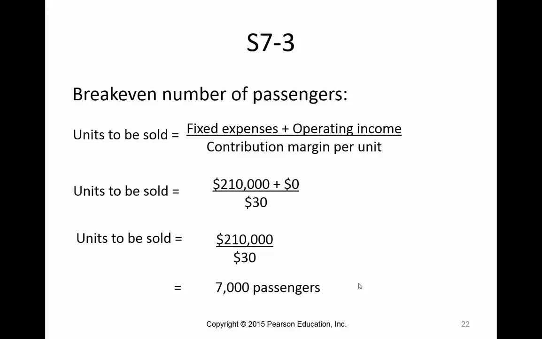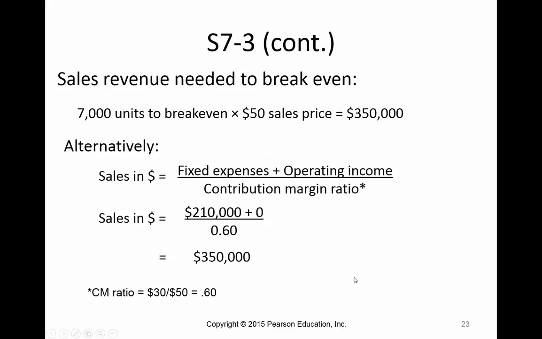If we sell 7,000 passengers with the contribution margin per unit of $30, we will have an operating income of zero. Obviously, if we want to earn an operating income of, say, $5,000, then we can calculate that by putting that into this formula right here. Okay, sales revenue. Now we know 7,000 passengers. What is the sales revenue needed? Well, we know that the selling price per ticket is $50. Therefore, our sales revenue needed to break even, 7,000 times 50, is $350,000.